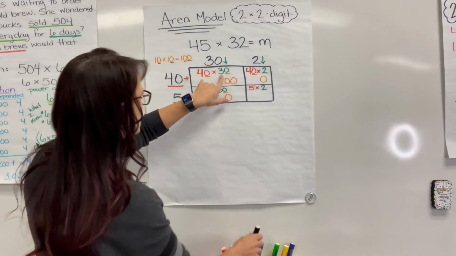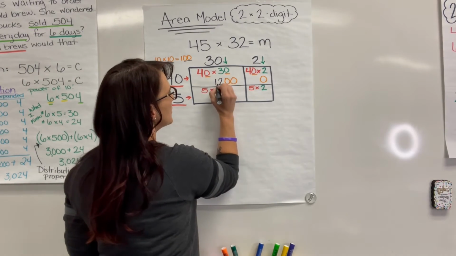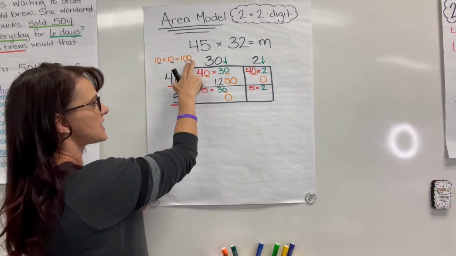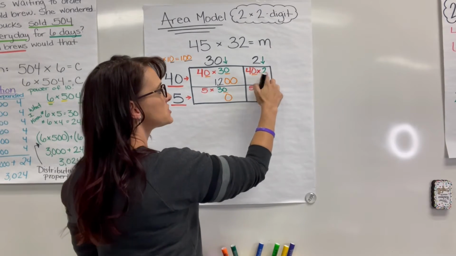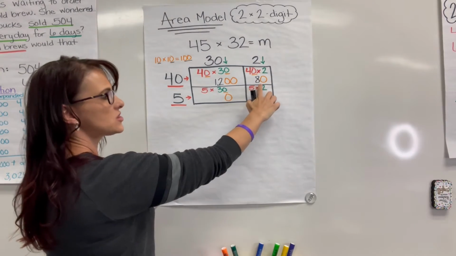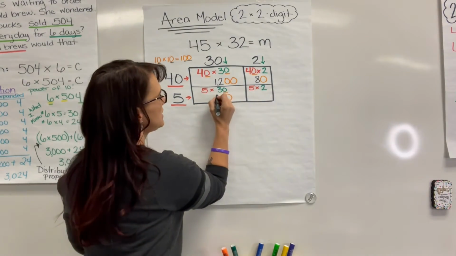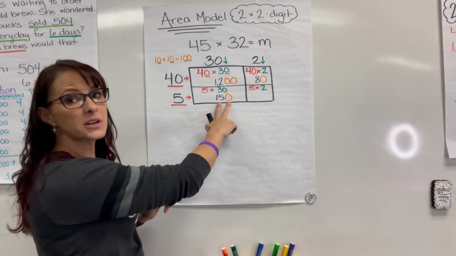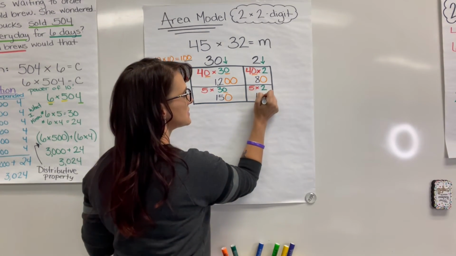So 4 times 3 is 12, but it's really 1,200 because I'm multiplying 10 times 10. So I have 1,200. 4 times 2 is 8. So 40 times 2 is 80. 5 times 3 is 15. So 5 times 30 is 150. And then 5 times 2 is 10.